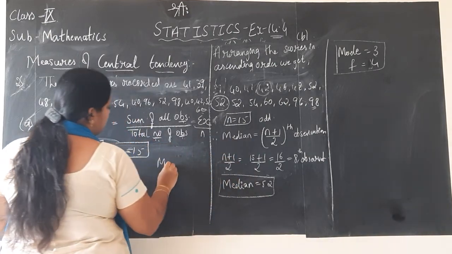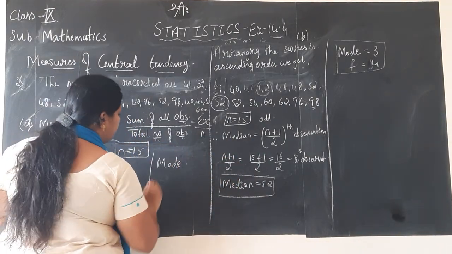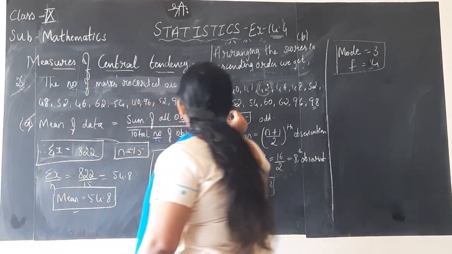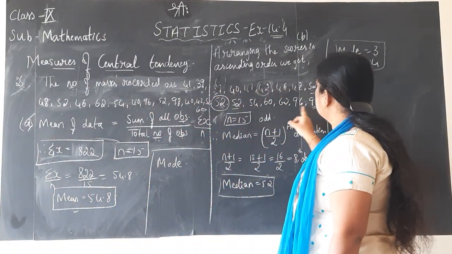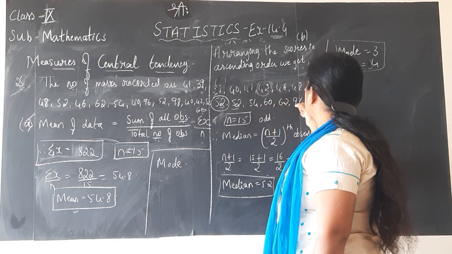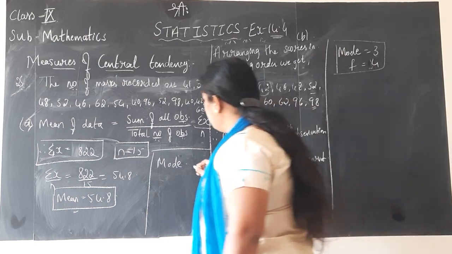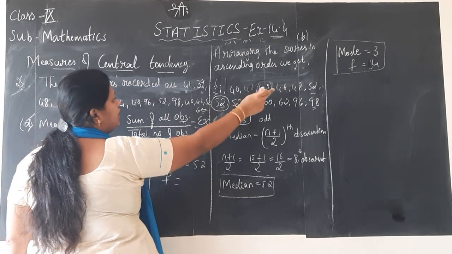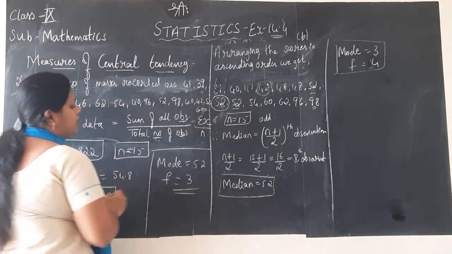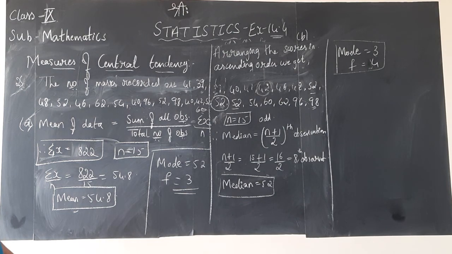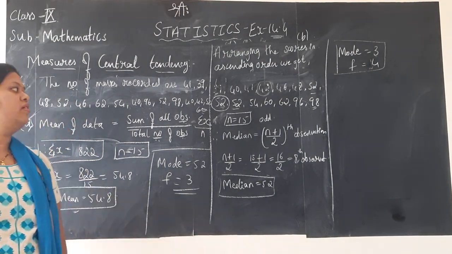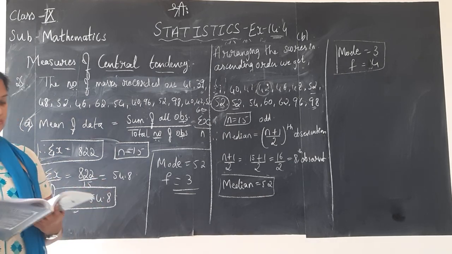Now finding the mode is very easy. I will write it here, since that is of the first problem. Which is the most repeated score? Again you see, 52 is repeated 3 times. Are any other scores repeated? No. So 52 is the mode. What is the frequency of 52? How many times is it repeated? 3 times it is repeated. So the mode is 52 with frequency 3. That is how we will find it. This is about the second problem.